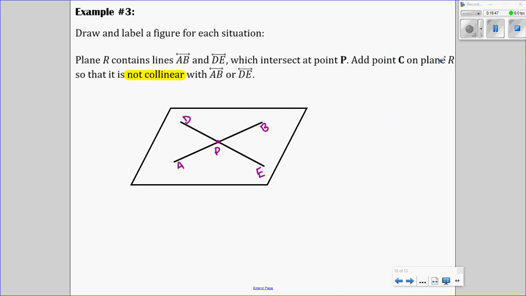Now add point C on the plane R. So I need to label my plane R, because that's my plane. And I need to add point C. So I'm going to add point C right over here. You could add it anywhere. It says add point C on plane R so that it is not collinear to AB and DE. So I cannot put it on those 2 lines. That's why it's going to be outside on the plane. And that's it. So you've drawn 2 lines that intersect at P and added a point that is not collinear, meaning that it's not on the same line of those 2 lines, but it's sitting on plane R. Okay, not too bad.